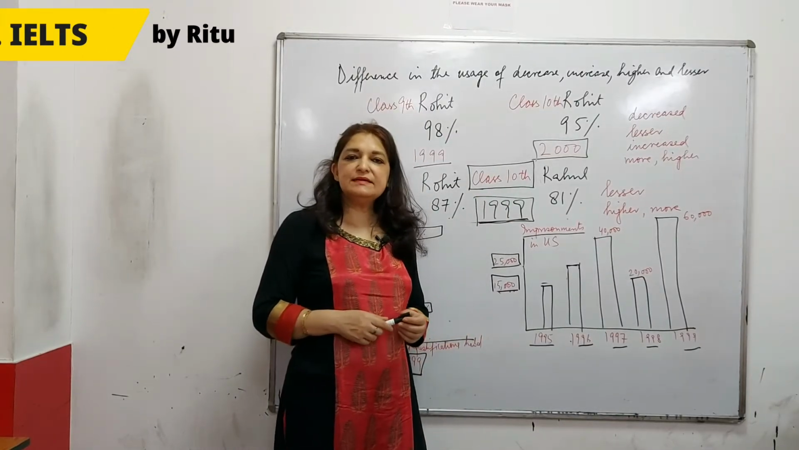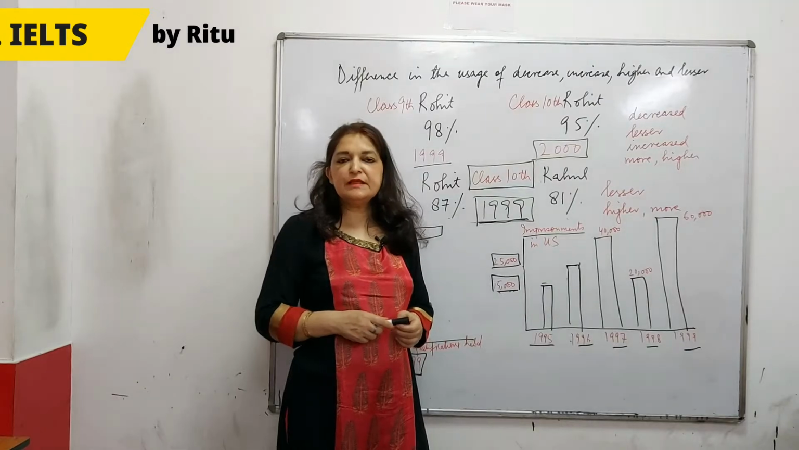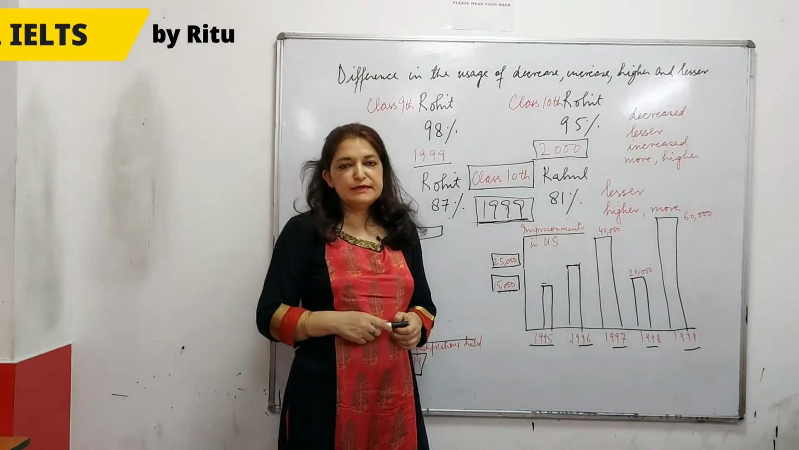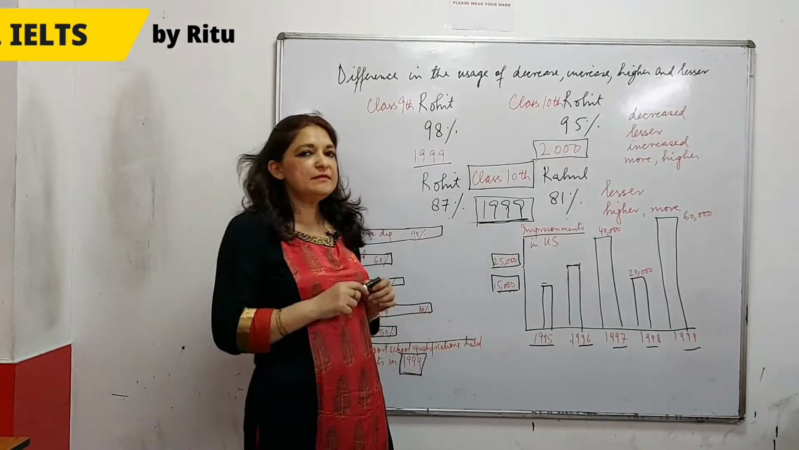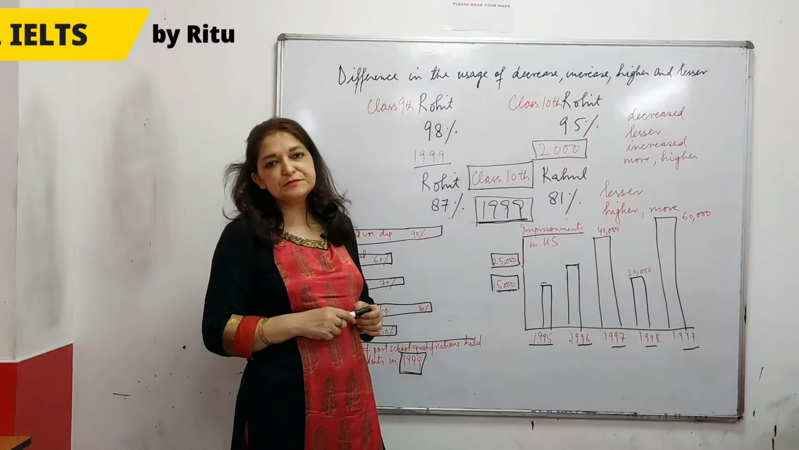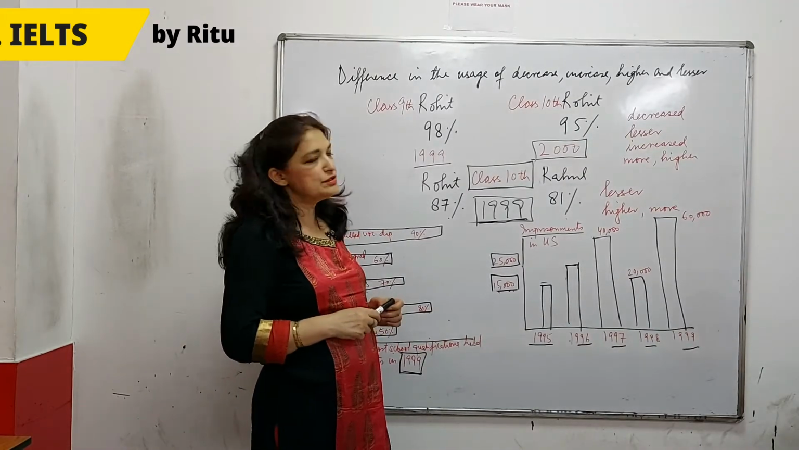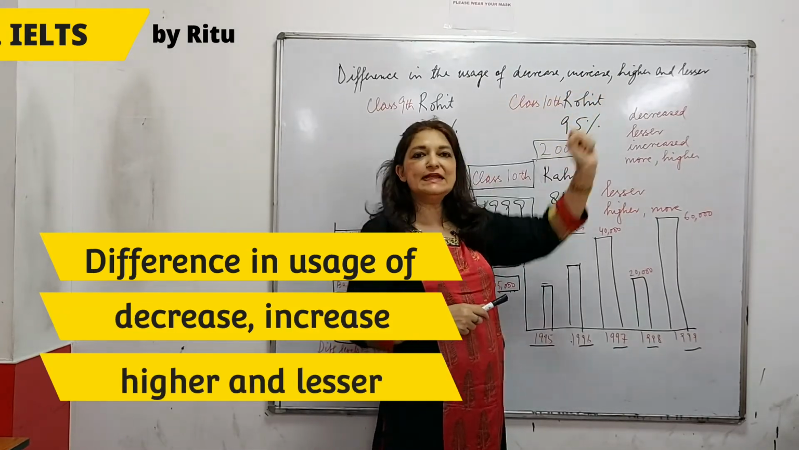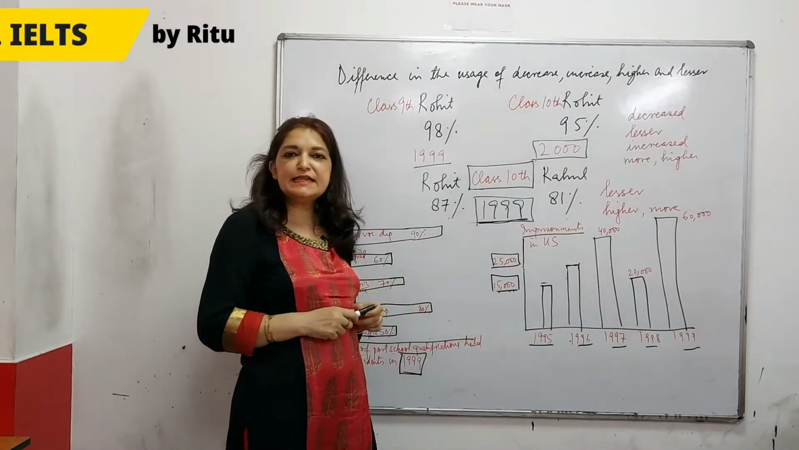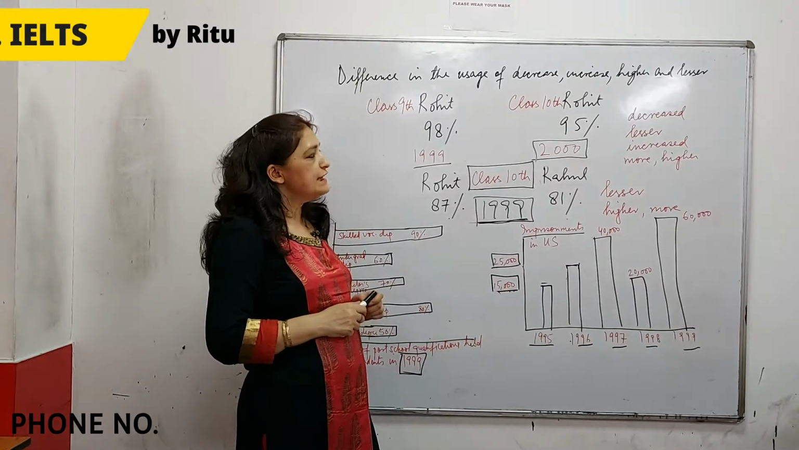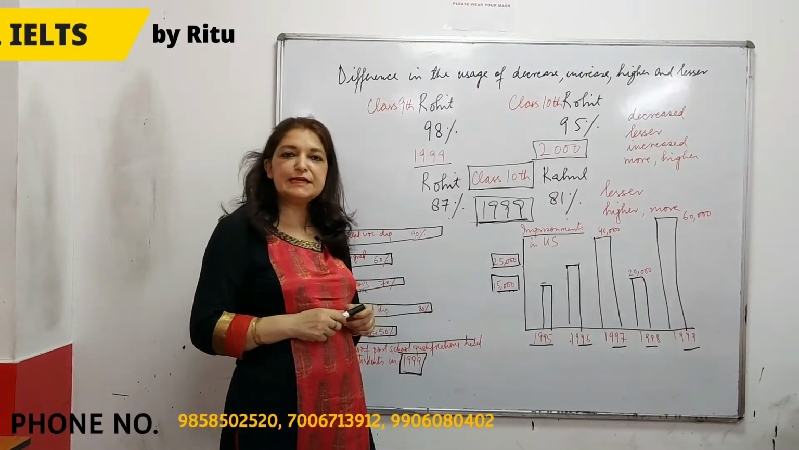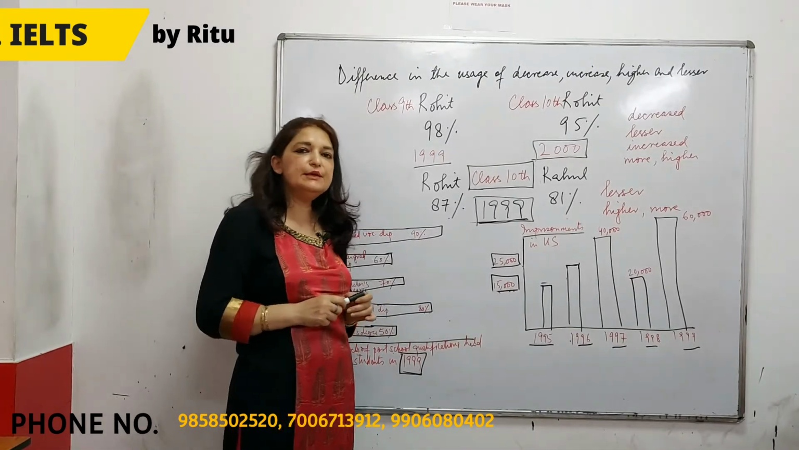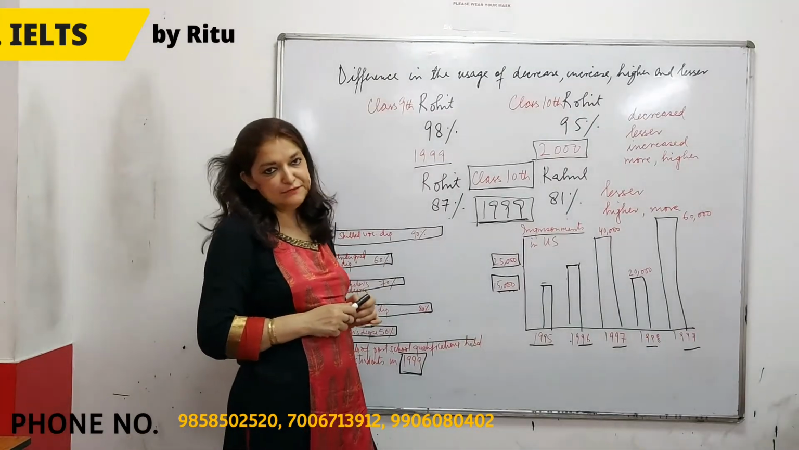In this video, I will be discussing a very important issue which is generally faced by students when they write their writing task 1. What is that issue? The issue is about the usage of different words. What are those words? They are decrease, increase, higher and lesser. Quite often when I check their answer sheets, I come across they have used these words, but the use is not correct. It is not appropriate. So in this video, I'll be clearing all the doubts about the usage of these words.